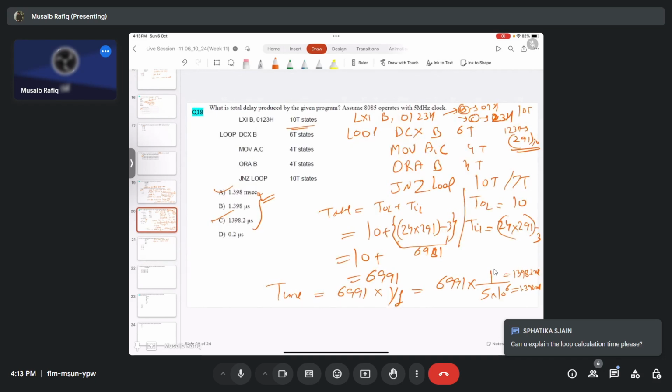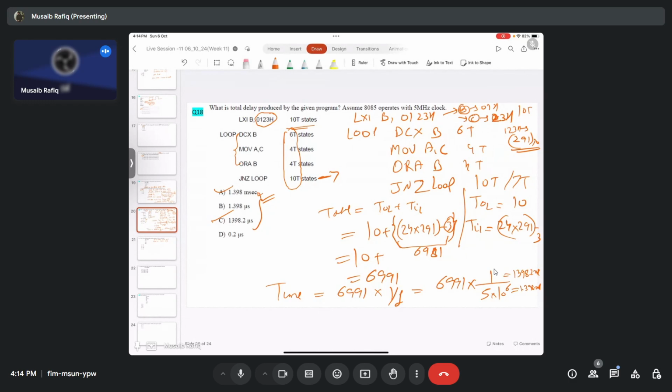So basically I took the sum of these things, 6 plus 4 plus 4 plus 10, and I know one thing for a fact, that the loop will execute for this thing in decimal, that is 291 times, and for the last time only 7 states will be taken. So that's why I have written minus 3 here. Why have I written it will be executed for 291 times? Because if you look carefully in this operation, it will exit only when the contents of B become equal to 0, right?